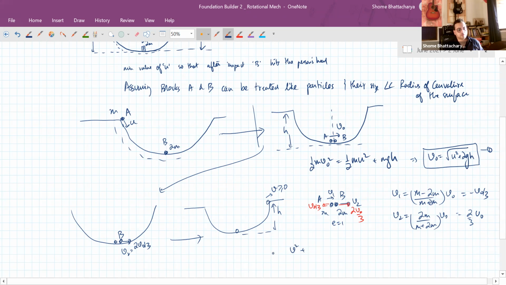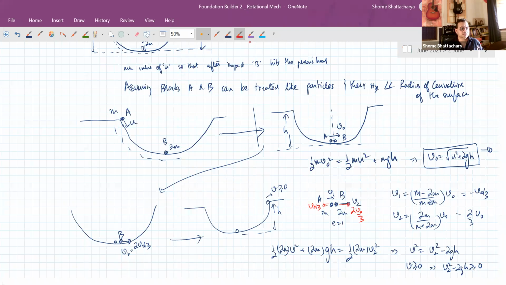Whether we write it as mass of B specifically or we write it as 2m, from this we'll get that V square is equal to V2 square minus 2gh. Now we want V to be greater than or equal to 0. So that means V2 square minus 2gh should be greater than or equal to 0.